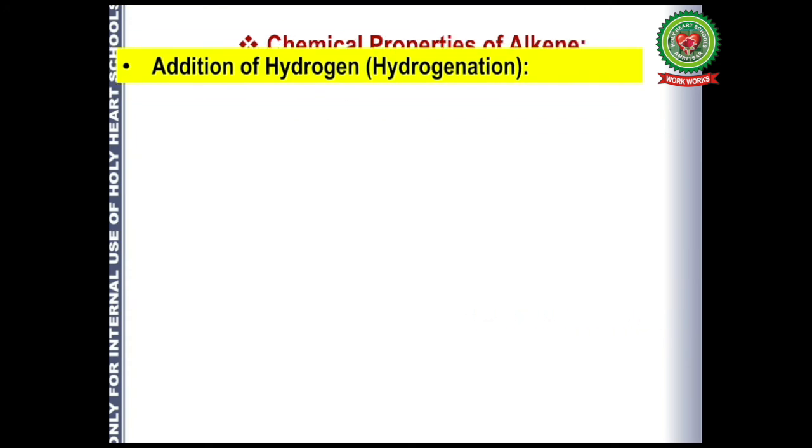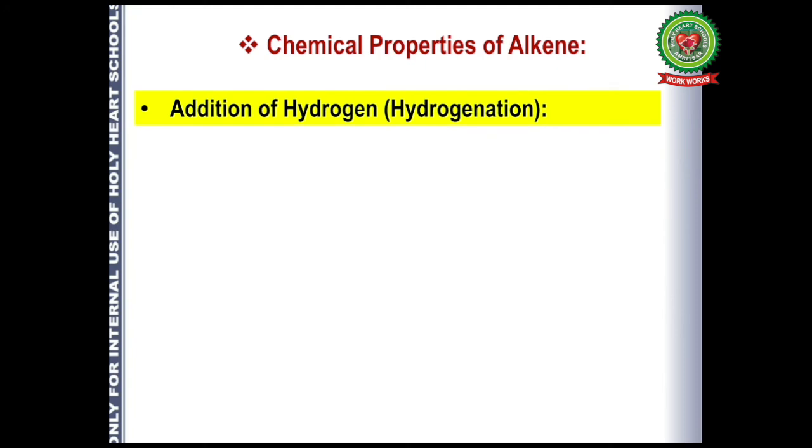The next type of reaction is also an addition reaction, and that is of hydrogen. When hydrogen is added to an alkene, it is known as a hydrogenation reaction.